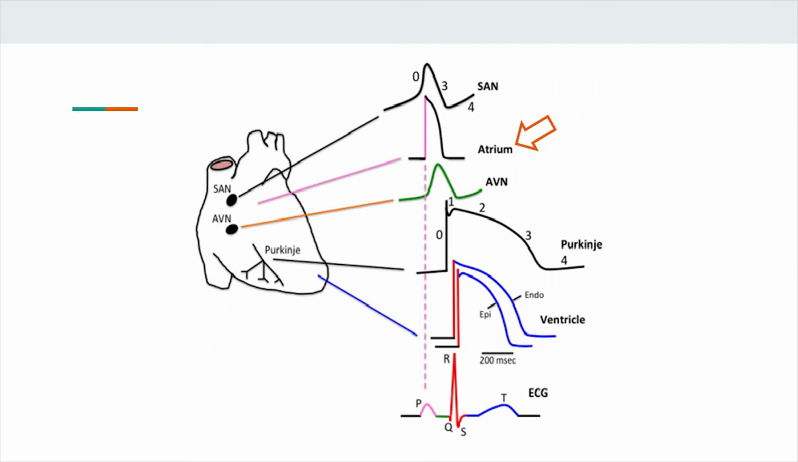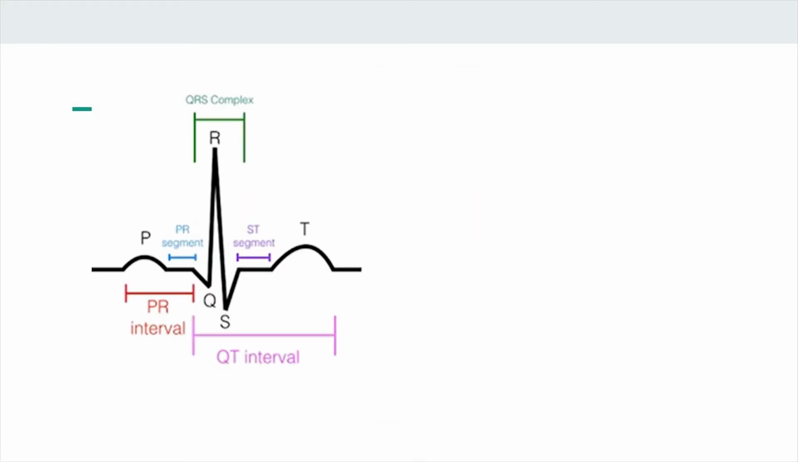Depolarization of the atria will be seen as what's called a P wave. Depolarization and contraction of the ventricles, which is denoted in red, will show up as what's called the QRS complex. And repolarization and relaxation of the ventricles, which is denoted in blue, will show up as what's called a T wave. Repolarization of the atria totally exists, but its electrical activity is too small and becomes buried by the much larger QRS complex.